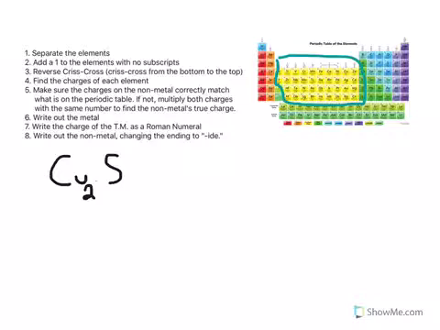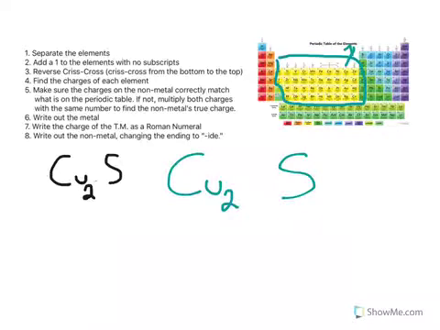Okay, I see that I have copper, that's Cu. I see that it's in the middle block. Bingo, got a transition metal. What I need to do next, to make this easier on yourselves, is write out these elements and separate them first. So I'm just going to do Cu2 and then S. Then I'm going to write the charges.